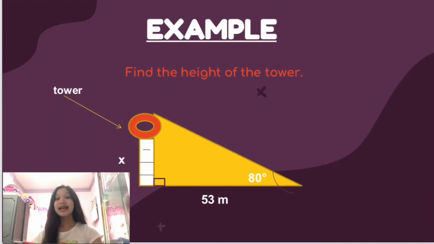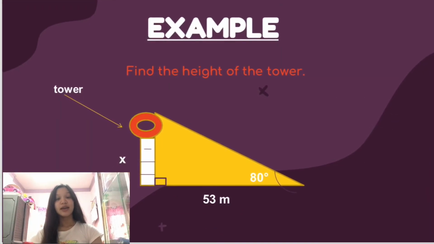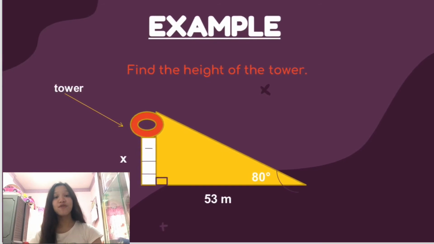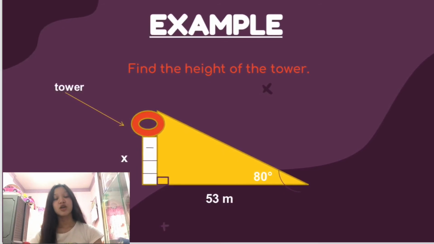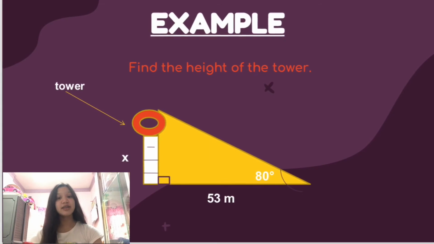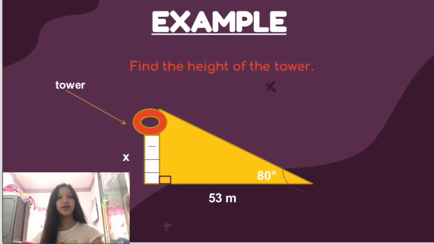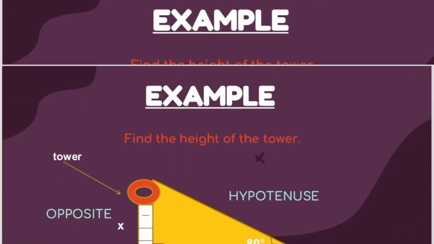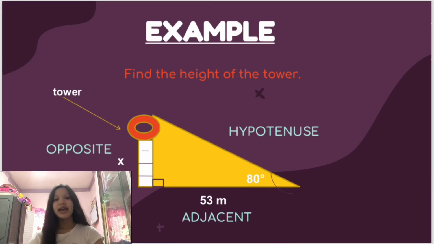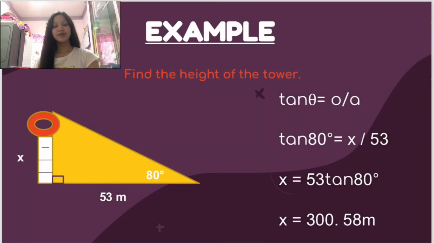So now, let's have this example. In this example, we have to find the height of the tower. So we already have the given 80 degrees and the given 53 meters. In this slide, it is shown if this side of the triangle is the hypotenuse, the opposite, or the adjacent. We're gonna try to solve this example.